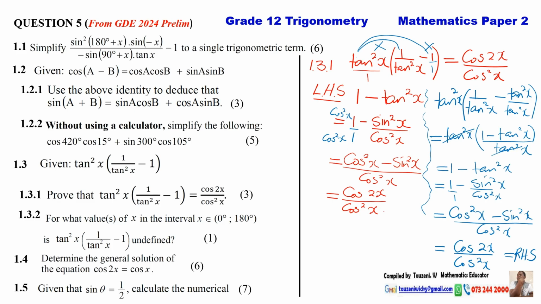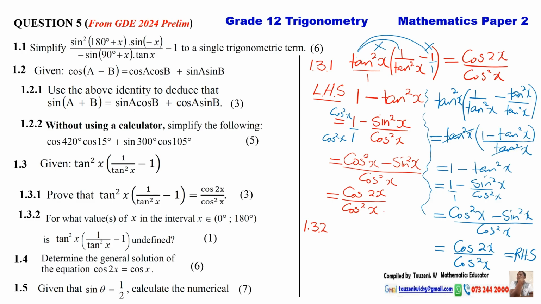Number 1.3.2. This is a very common question. Each time we get identities, they always love us enough to ask this question. For which values of x is the identity undefined?